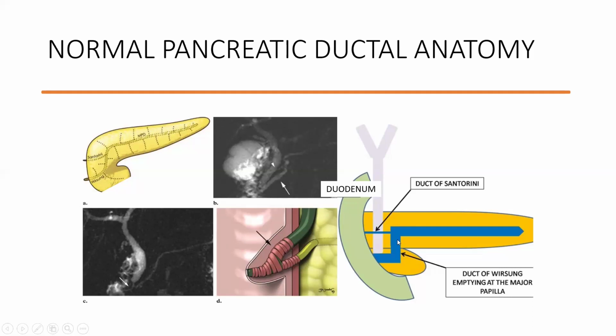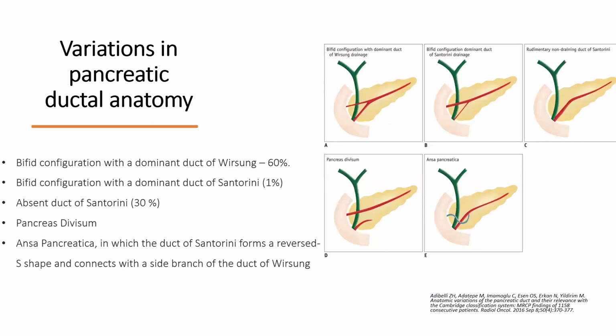There's also the minor papilla, or the minor duct, or the duct of Santorini, which drains slightly cranially via the minor papilla. So that was the normal anatomy. We should know the variations in pancreatic anatomy.